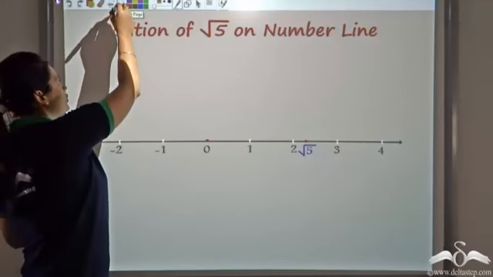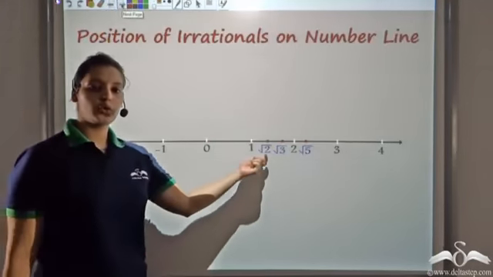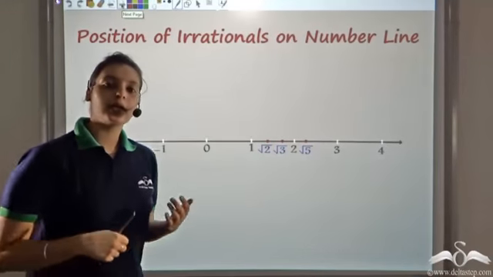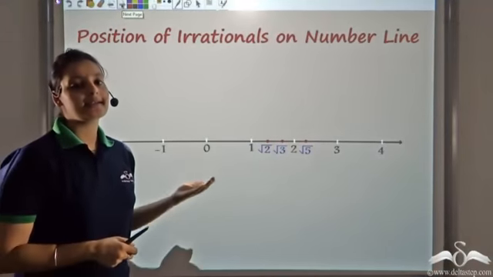So we've seen how to plot under root 2, under root 3 and under root 5 on a number line. You can plot other irrationals too following the same method.